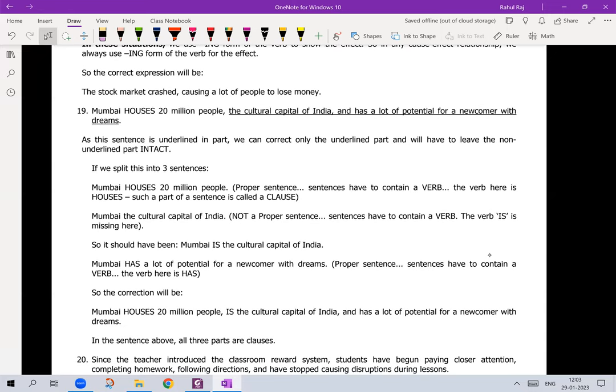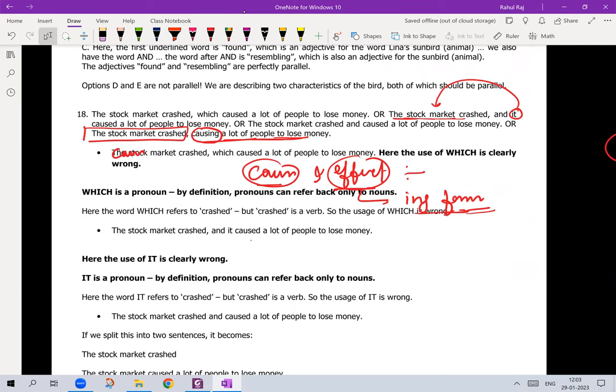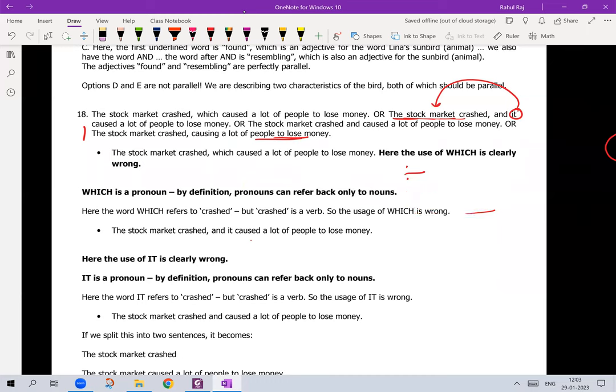Rahul, I just have a question with the same previous example of the stock market crash. Tell me. Here I didn't understand the "which" part. You're saying "which" is the wrong pronoun that's used. All I'm trying to say is, always remember one thing: this is a rule, Shrisha. We can't overdo it, but there are some grammatical rules which should be followed. If "which" as a pronoun goes back to a noun, you should understand that there should be no verb in between.